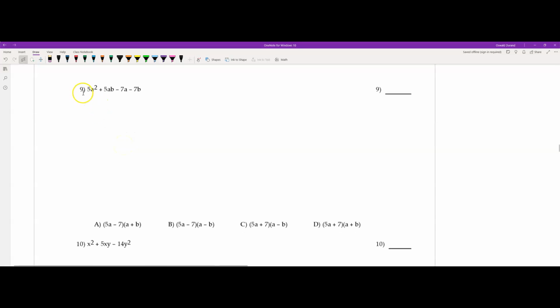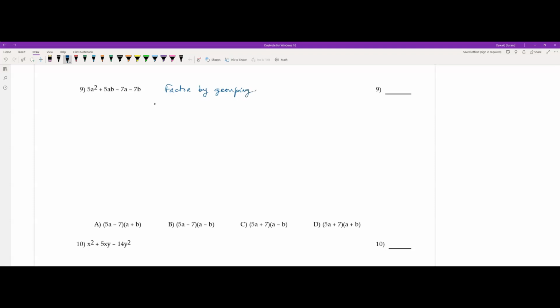All right, so this is a good one to do. So this one, you are given a polynomial, but with 4 terms, right? So automatically, if you see a polynomial with 4 terms at this stage, you're gonna factor by grouping, right? Okay. All right.